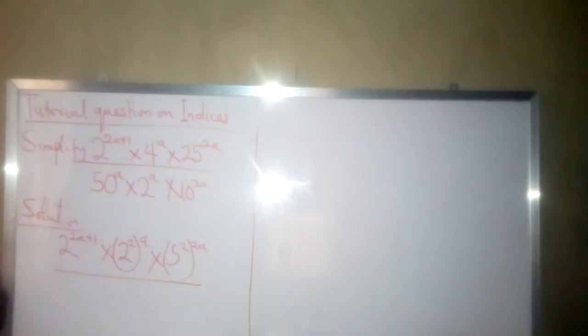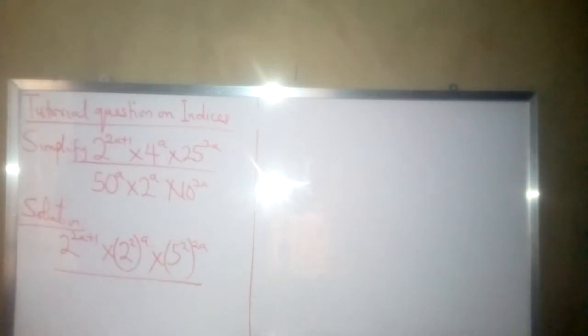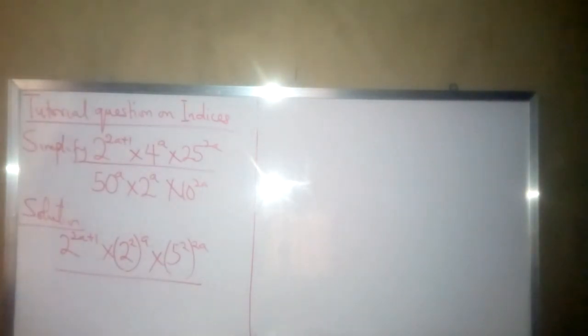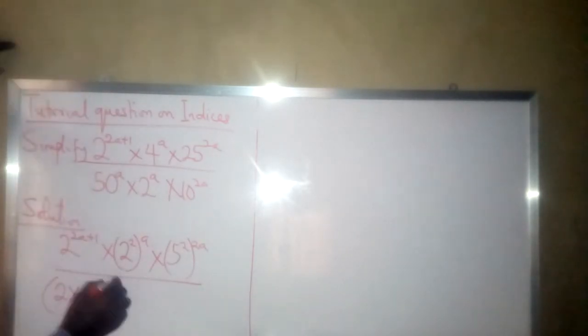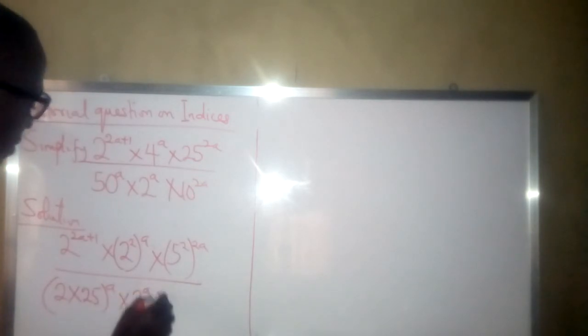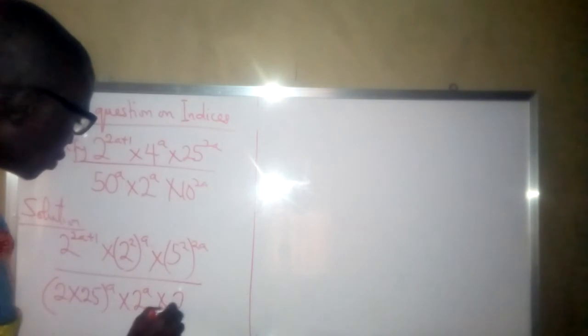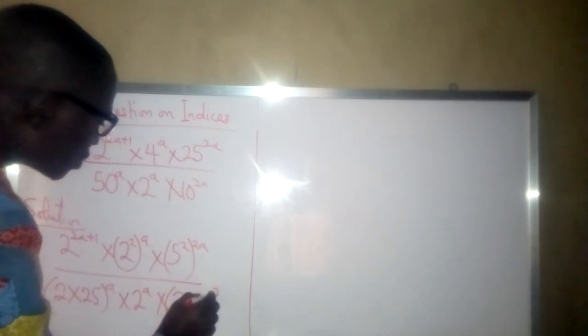Now, this 50a, how do we get an expression of 50a in a simplified form? We can pick 2, we can pick 25, or we can even pick 10 or 5. But since we have 25 above here, let's reduce it to 2 times 25 so that it will be easier to solve. That is 2 times 25 in place of 50, raised to power a, multiplied by 2 raised to power a, times 10, which can be reduced to 2 times 5, everything raised to power 2a.